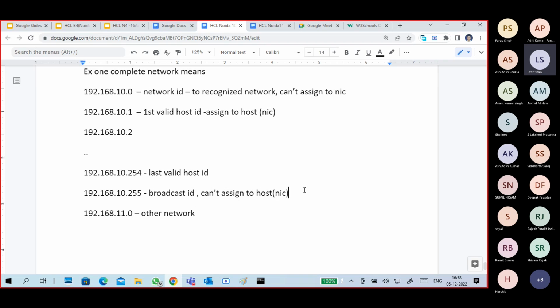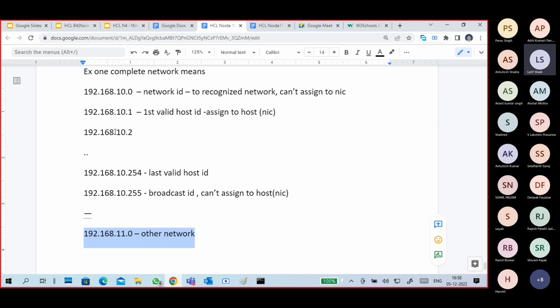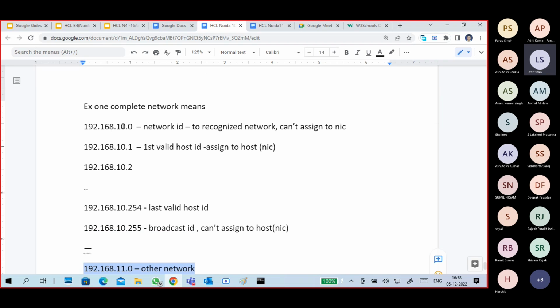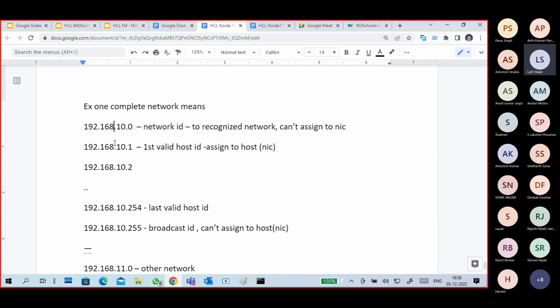Okay, then our network. Other network, other network ID. It's not our network. This is our network. This is not our network. One network means a complete network: the network portion must be the same, and the host portion starts from 0 to 255. The final number should become that. Of course, I can show it for a class B also, but it is a very big one.